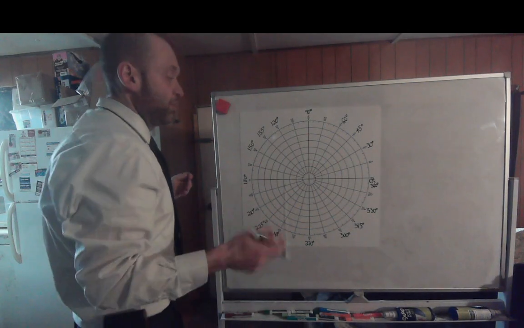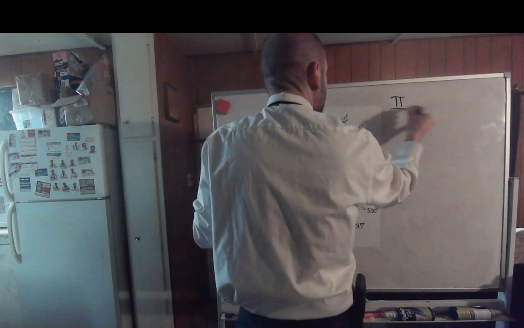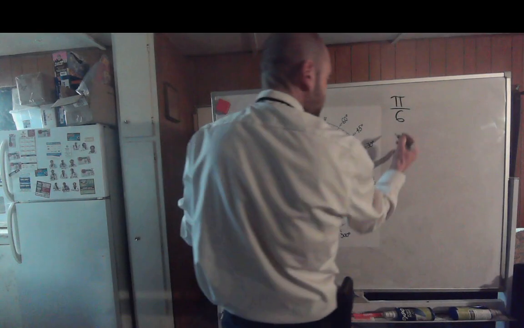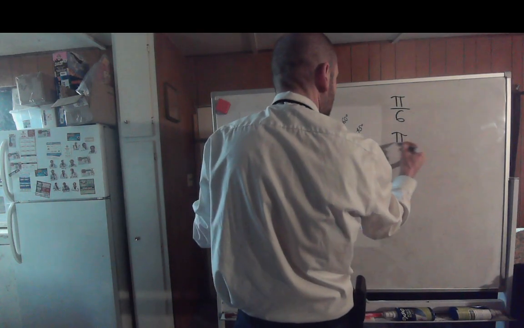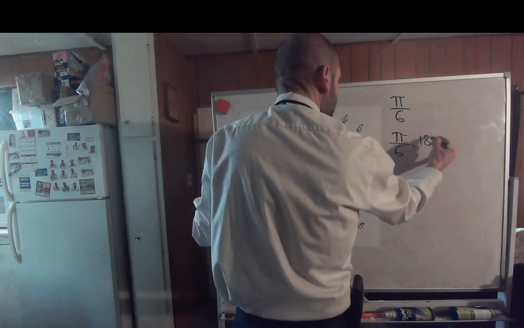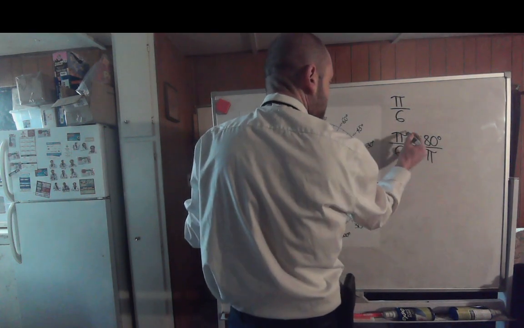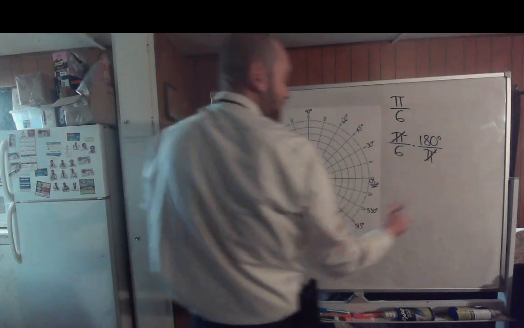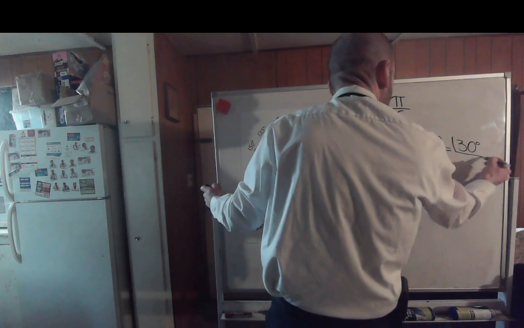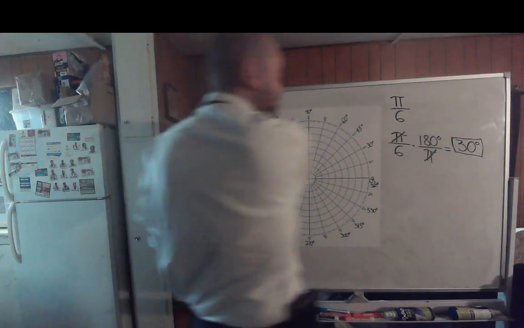Now let's convert backwards. Let's say I have pi over 6 radians, and I want to convert that to degrees. So take your pi over 6 times 180 degrees over pi. Your pi's will cancel out. 180 divided by 6 is 30. So pi over 6 radians would be 30 degrees.